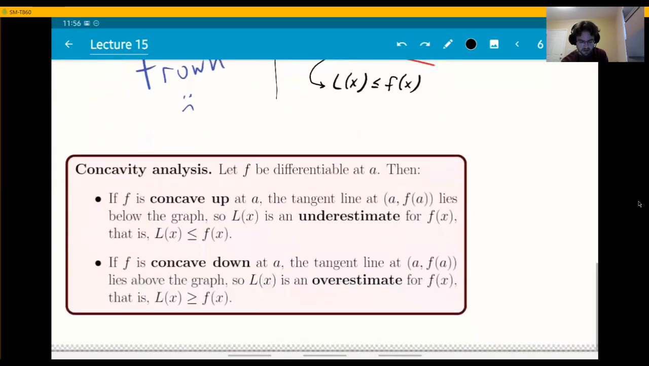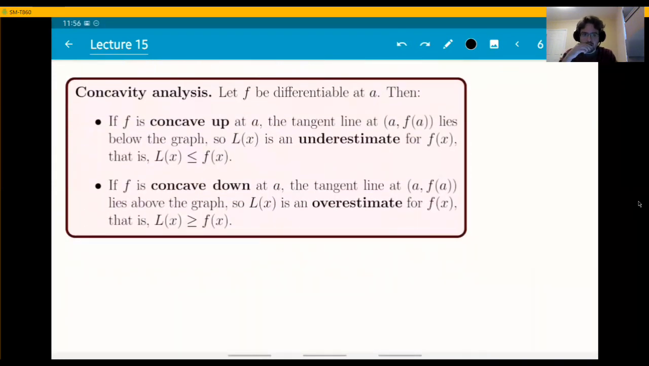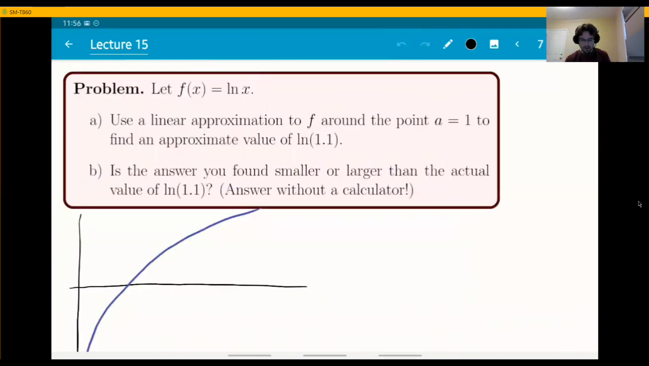So basically, this is what I'm saying in this box down here, concavity analysis. Once again, suppose the function is differentiable at the point. If it is concave up, then the tangent line is going to lie below the graph, which means L of x is an underestimate, which means L of x is smaller than the actual value f of x. And similarly for the other case, if the function is concave down, the tangent line lies above the graph, so L is an overestimate. So why do we discuss this? Because now we have problems like this one where not only do we want to find an approximation, but we also want to say if it's larger or smaller without using a calculator.